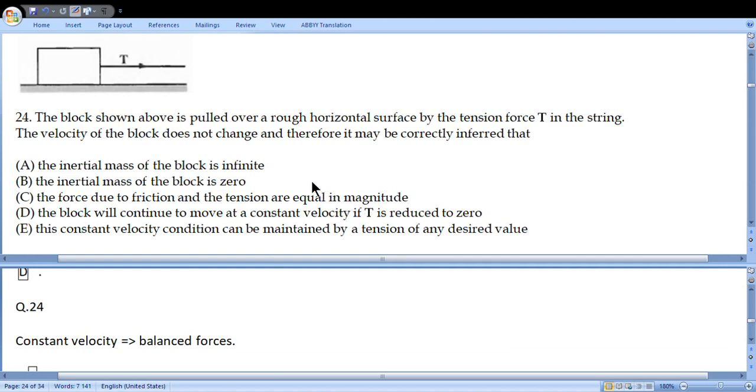Velocity does not change, so forces are balanced, and choice C fits very well here. The block will continue to move at a constant velocity if T is reduced to zero. Nonsense. This constant velocity condition can be maintained by a tension of any desired value. Nonsense. So we choose balanced forces. First Newton's law, then we have constant velocity.